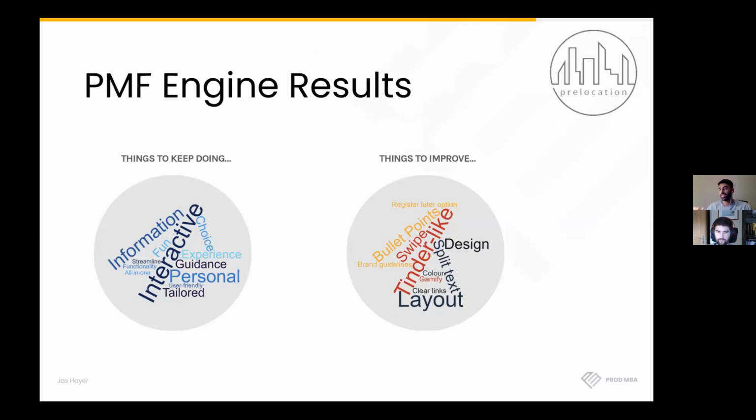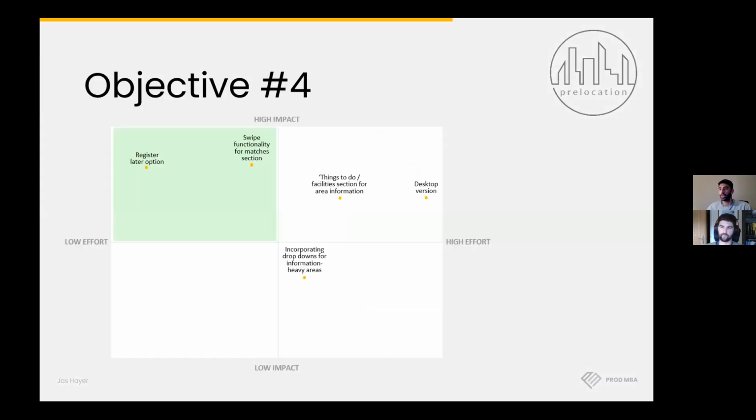Things to improve. So the biggest word there is Tinder-like. So the matches aspect, some of them were saying you can make this more engaging by having a swipe function, swipe right if you like it, swipe left if you don't. Again, thinking about my niche, if they're using types of apps like that, it would resonate with them and they're more likely to engage and repeat engagement in these apps. And then register later option, and then a lot of words to do with the design and the layout.